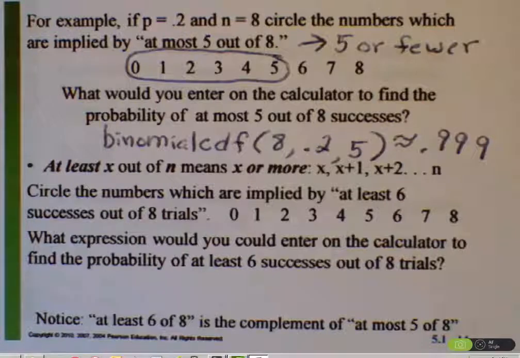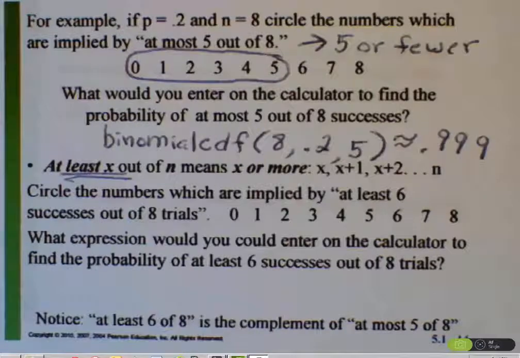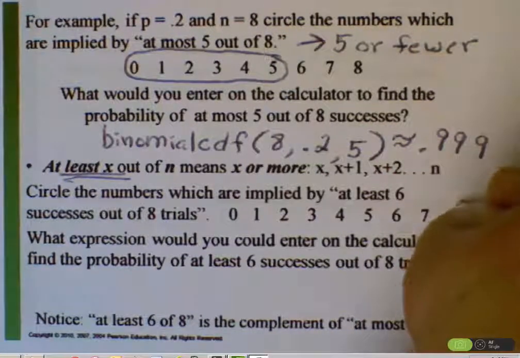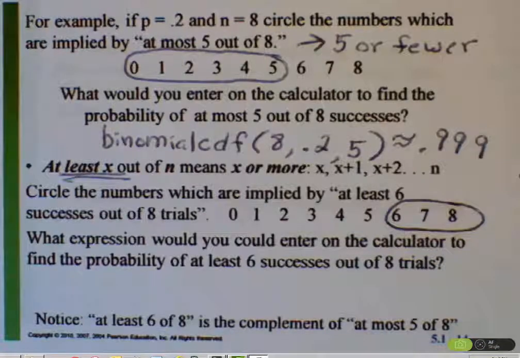Now there's one other scenario. We've talked about exactly X successes or at most X successes. What about at least X successes? At least X means X or more: X, or X plus 1, or X plus 2, and so on. For example, circle the numbers which are implied by at least 6. At least 6 includes 6 and everything bigger than 6.